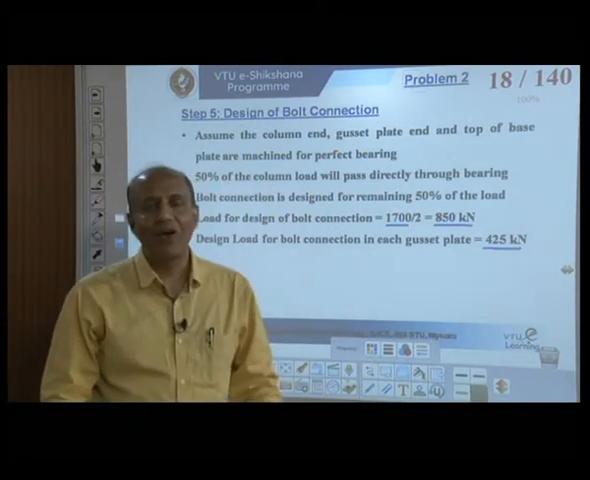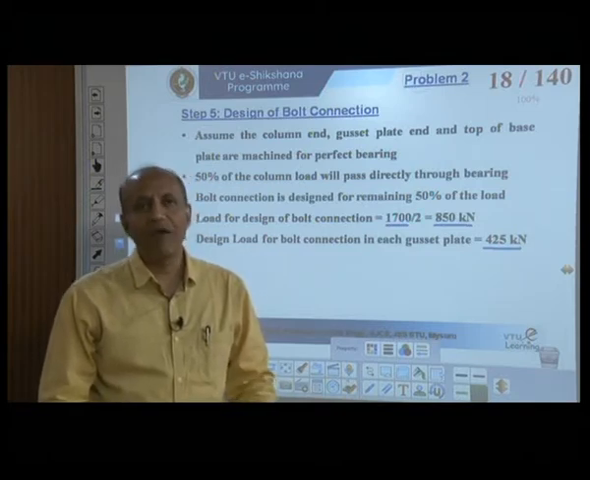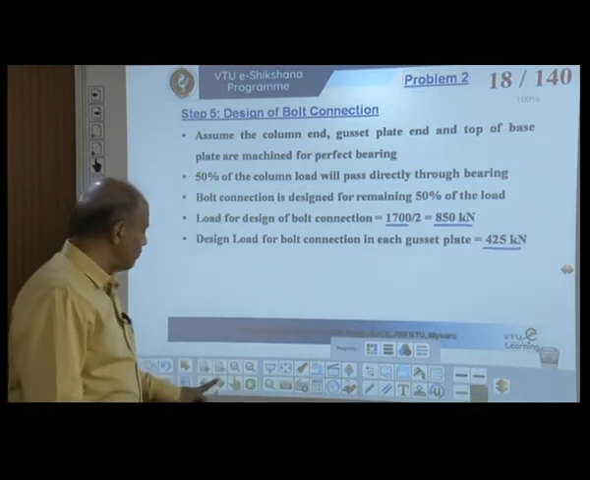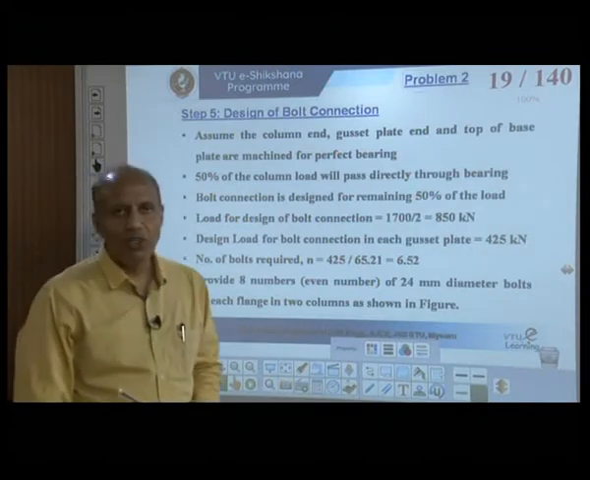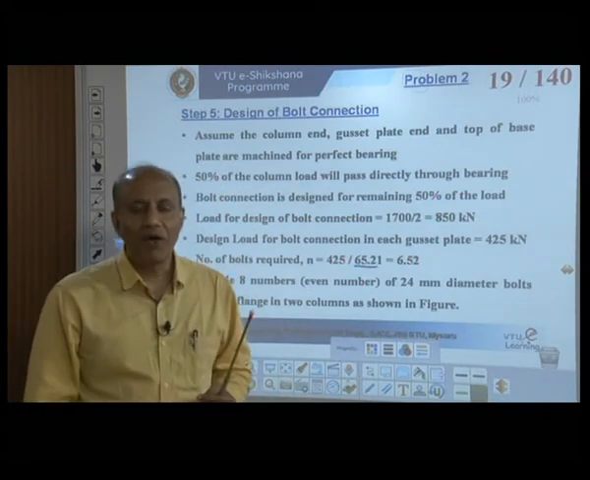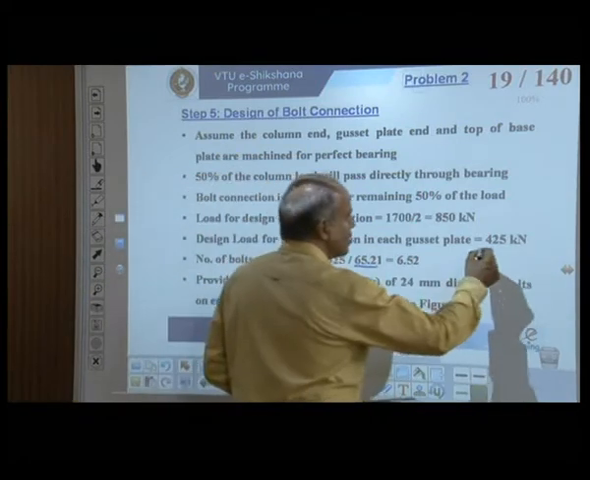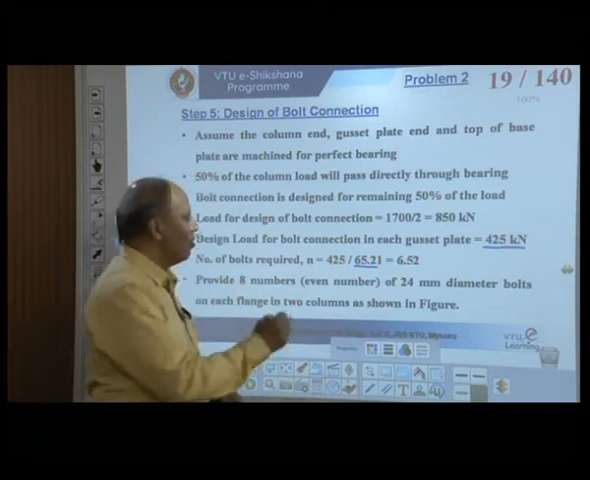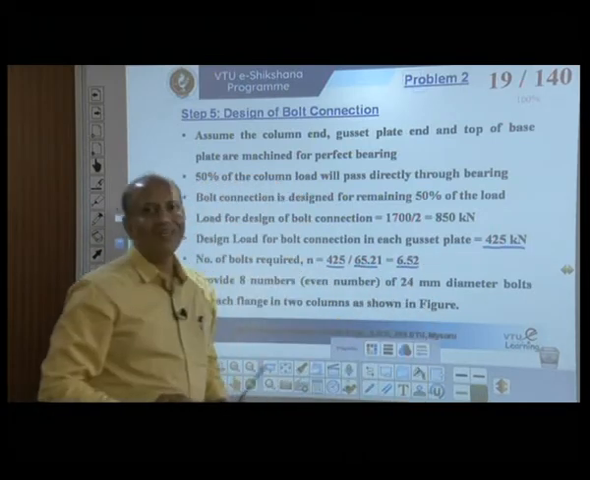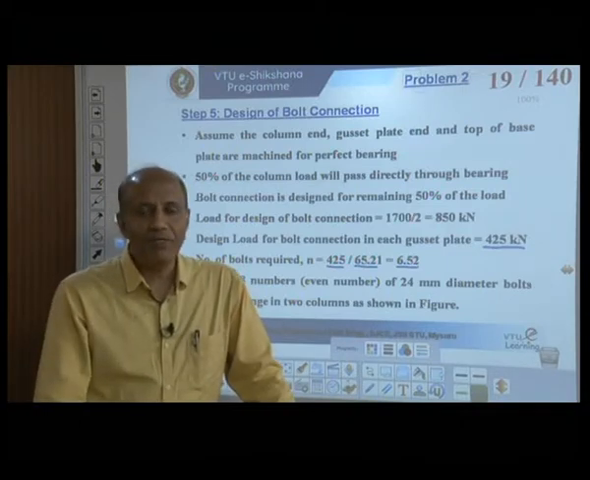So, in each plate, when we design the bolted connection, we have to design to take a total load of 425 kilonewtons. We have just understood the bolt value, which is 65.21 kilonewtons. That means each bolt can take a load of 65.21 kilonewtons. The total load it has to resist is 425, so you divide 425 by 65.21, and you get the number of bolts required. That is 6.52, so we need to round it off to a higher value.